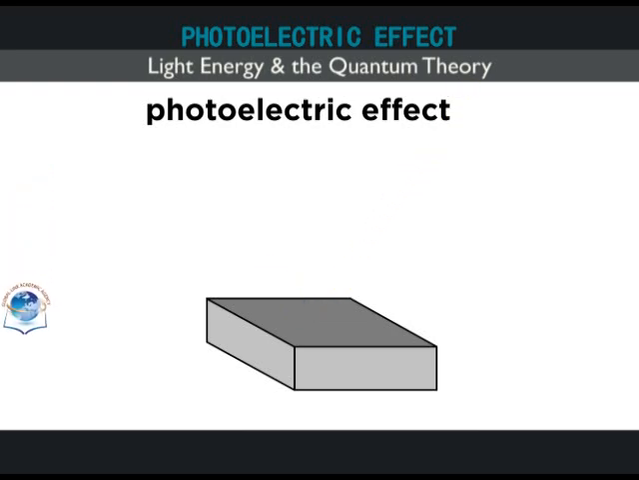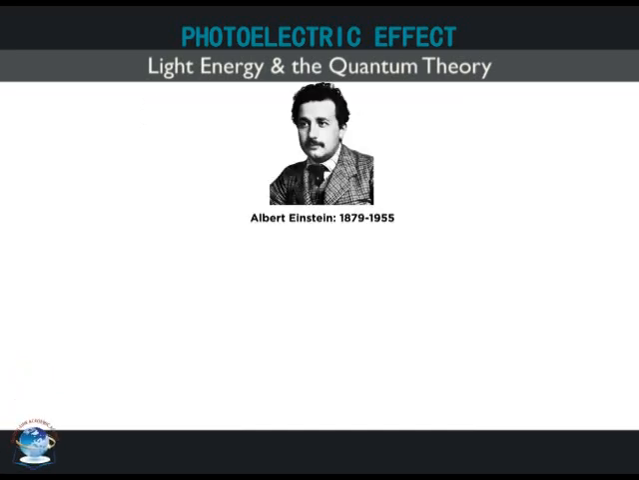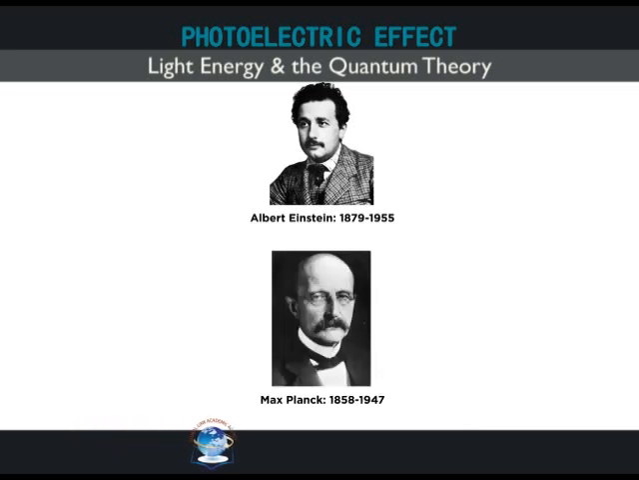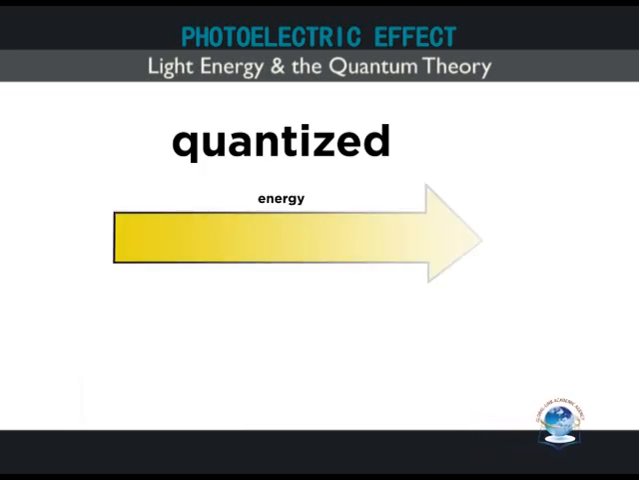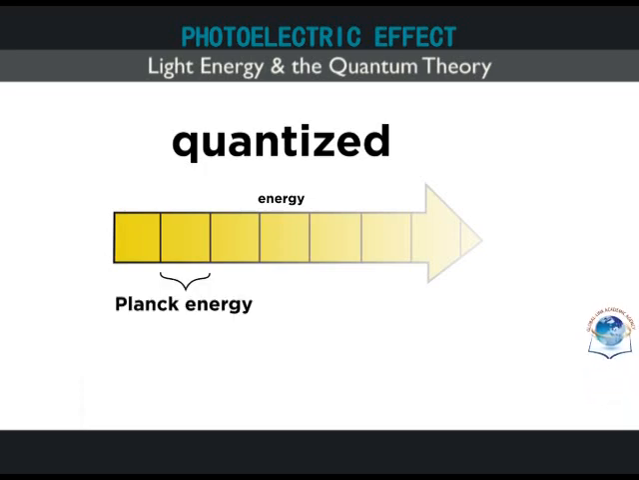This sent scientists back to the drawing board until a famous scientist, Albert Einstein, solved the puzzle by advancing a concept developed by another scientist, Max Planck, 5 years earlier. According to Planck, energy is not continuous, but rather quantized. That is, all energies are multiples of the smallest fundamental unit of energy, called the Planck energy. This simply means that you cannot infinitely subdivide energy. You will eventually get to the smallest amount that cannot be divided further.